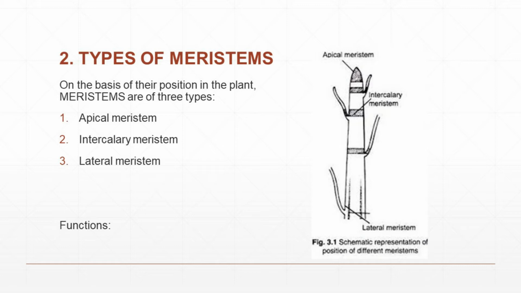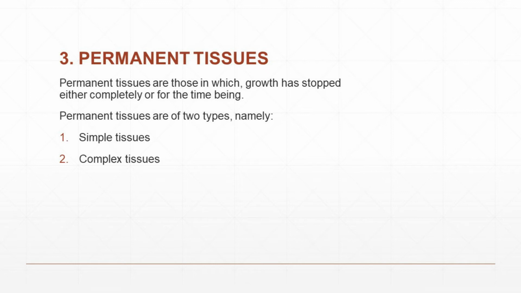The function of meristem: meristems are actively dividing tissues of the plant. They are responsible for primary growth, that is elongation, growth in length, and secondary growth, thickness growth of the plant. Let's come to the next one, permanent tissues. Permanent tissues are those in which growth has stopped either completely or for the time being.